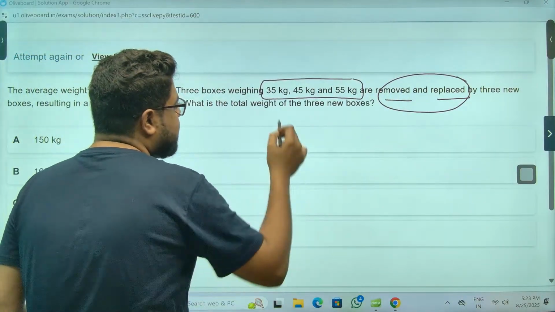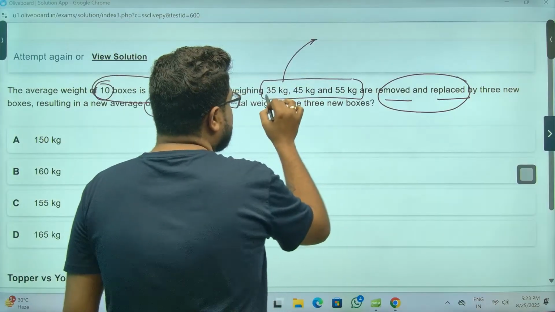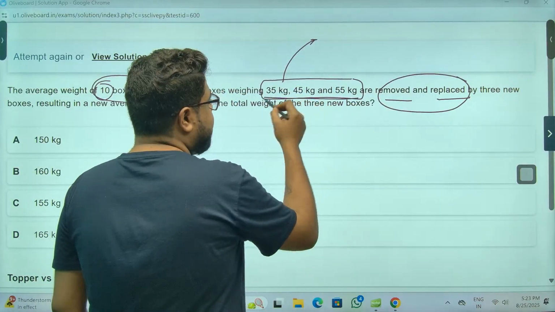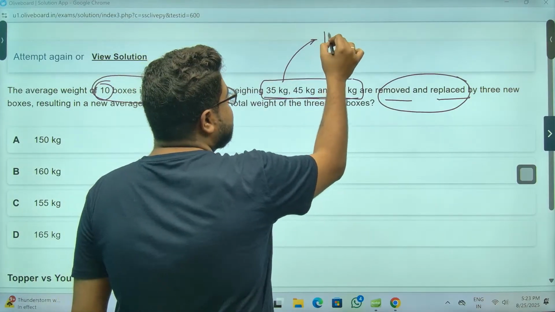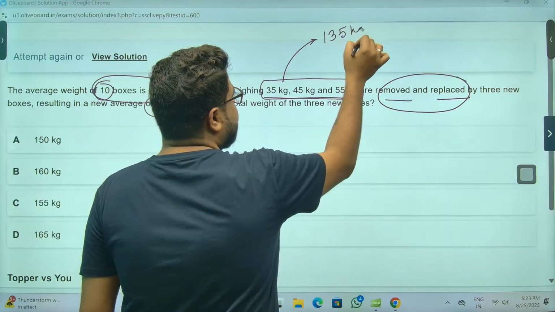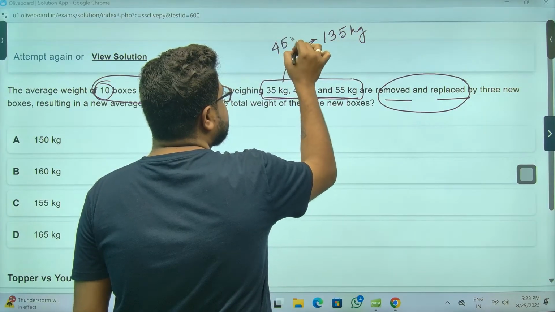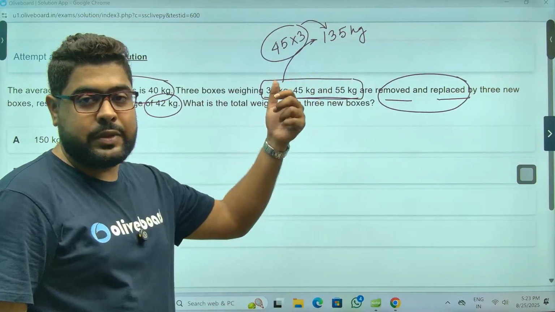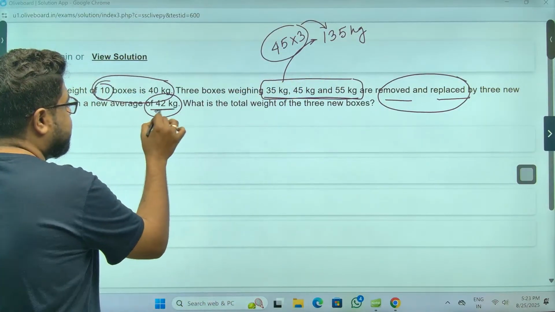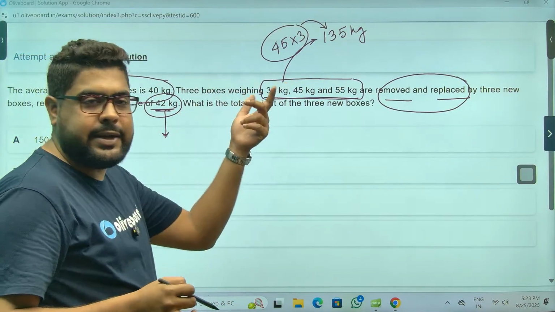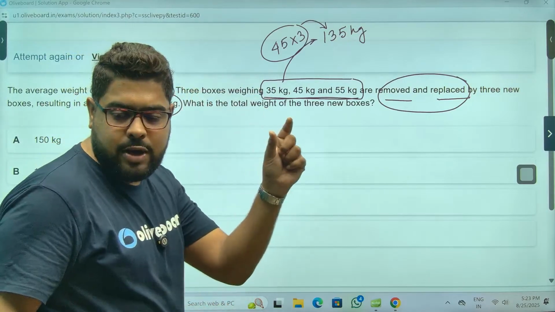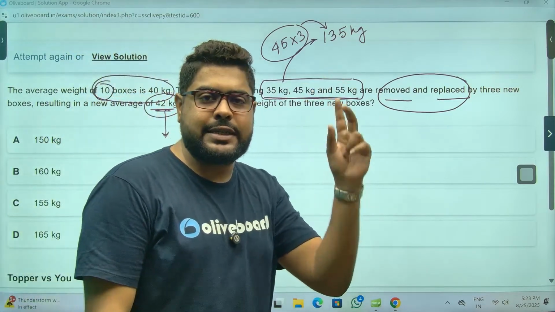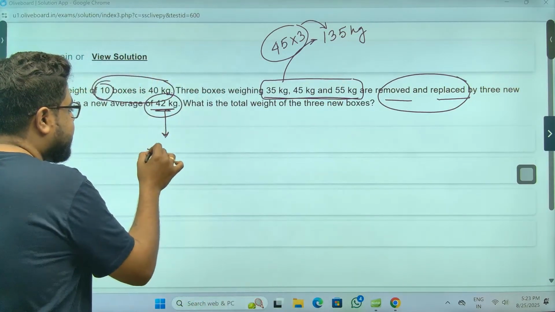So very good. So total how much removed? 45. Average is 45 only. So 135, meaning 45 into 3 addition. So this much weight was removed. But again, average went up by 2 kg. Meaning how much increment? Average weight. So each box weight increased by 2 kg. For 10 boxes, the weight increased by 20 kg.